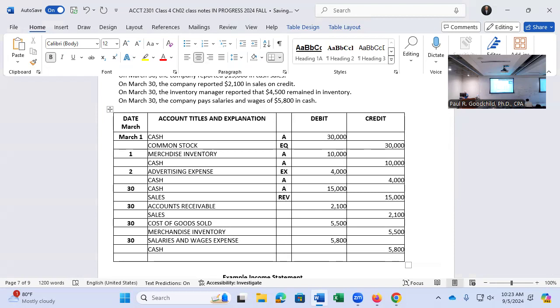Asset, revenue. Accounts receivable is an asset. Sales is revenue. Cost of goods sold is expense. Merchandise inventory is an asset. Salaries and wages an expense, and cash is an asset. Any questions?